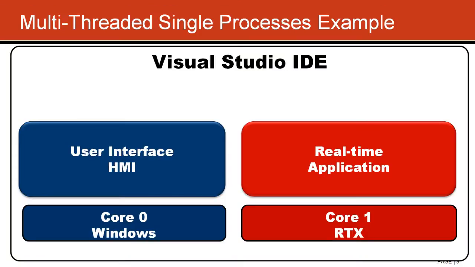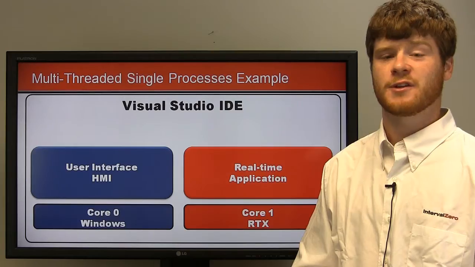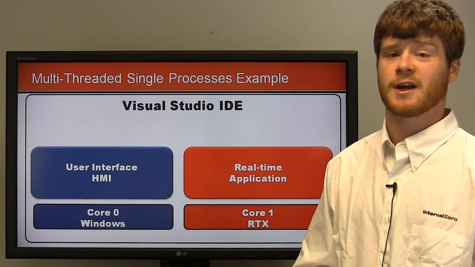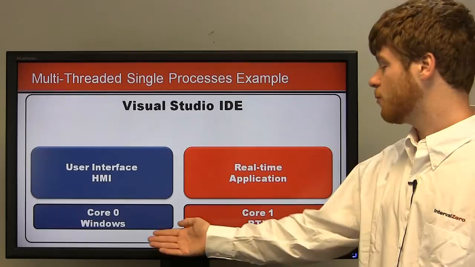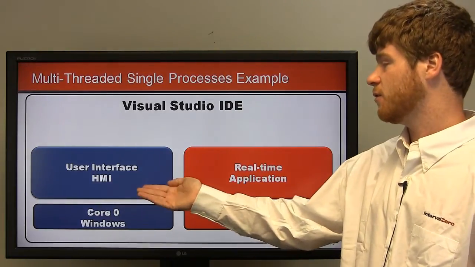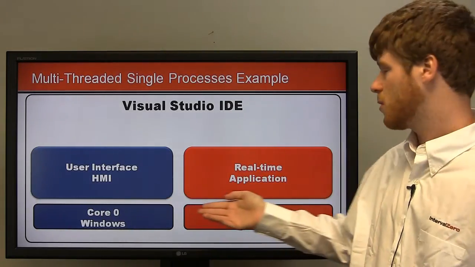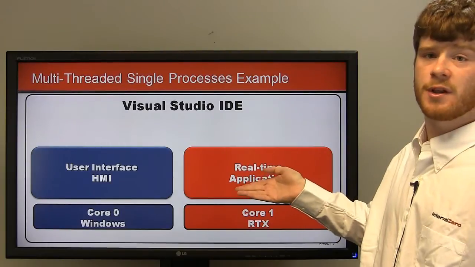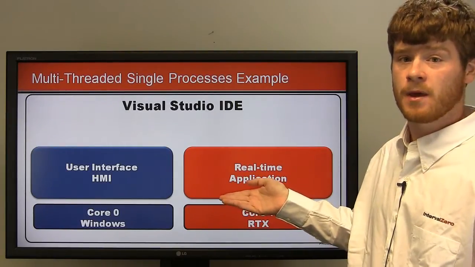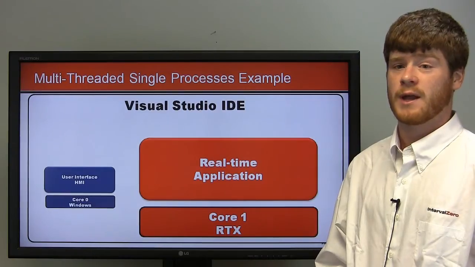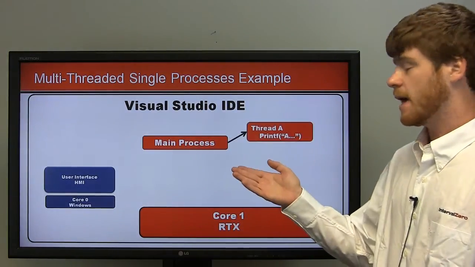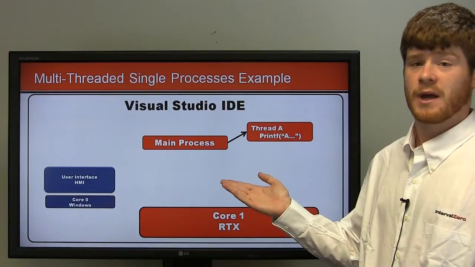I've created a simple program to display the features of debugging RTX applications in Visual Studio. We have a dual core PC that has the user interface on the Windows core and a real-time application on the RTX core. In the real-time application, my program will create a thread known as thread A, and it will print out A followed by a number.